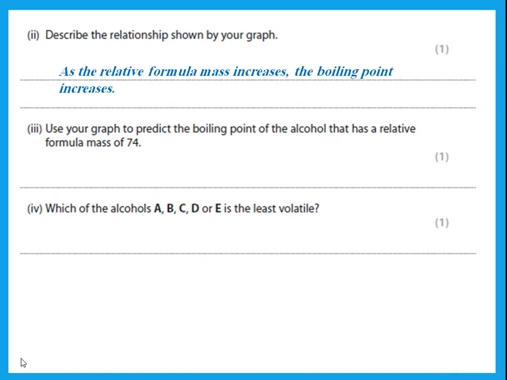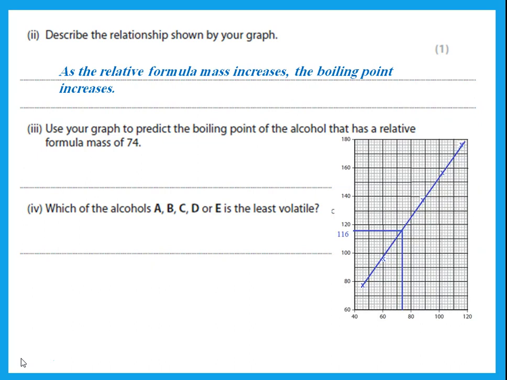Okay, describe the relationship shown by your graph. Of course, this graph shows that as the relative formula mass increases, the boiling point increases. Use your graph to predict the boiling point of alcohol that has relative formula mass of 74. So you look at the graph, you look at 74 down, you go up, up, up to the line, and you go horizontally, and you find that it is at 116 degrees centigrade.